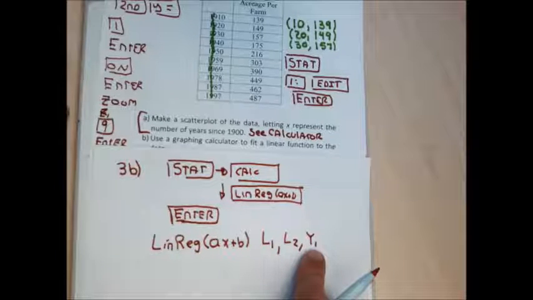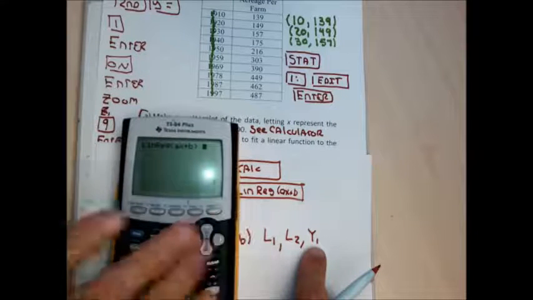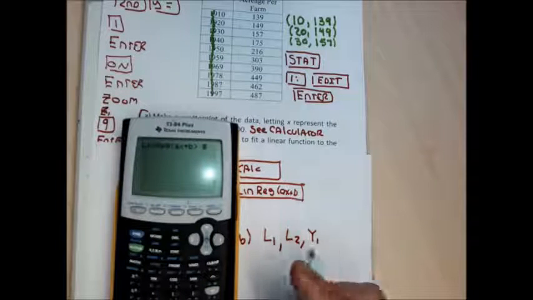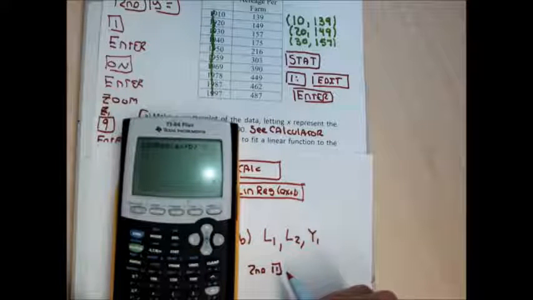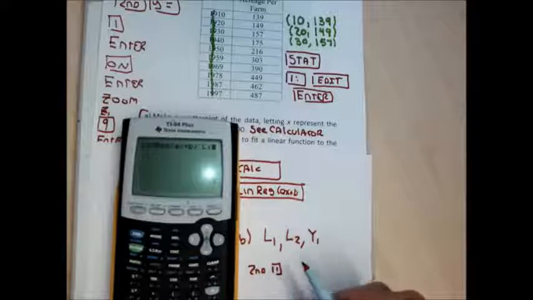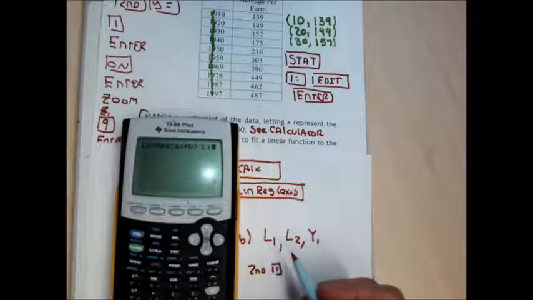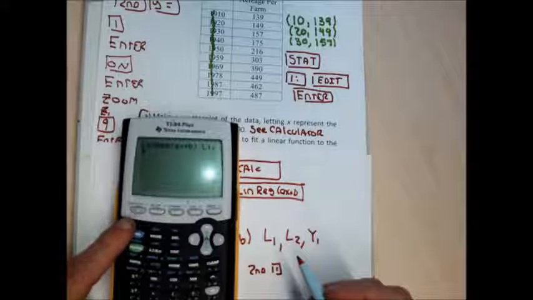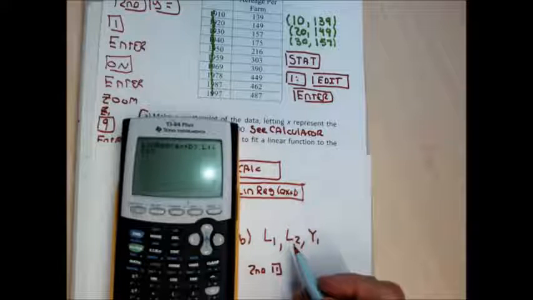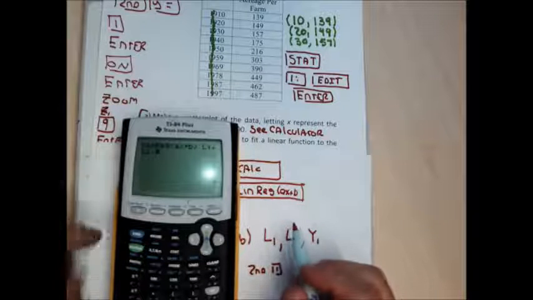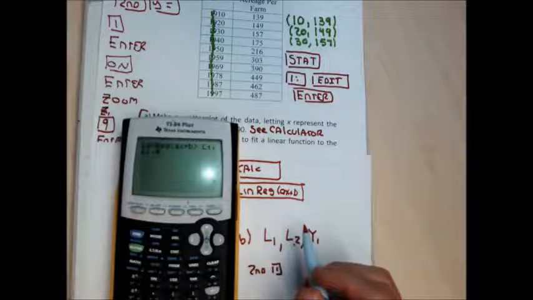So to get my calculator to have an L1 next to the list 1, I'm going to hit the second button and then the 1 key. When I hit second and then 1, it's going to put a list 1 next to the linear regression. Then I'm going to type my comma. I'm going to hit the second button and a 2 to get the list 2. Then I'm going to hit my comma, so it has x's are in list 1, y's are in list 2.